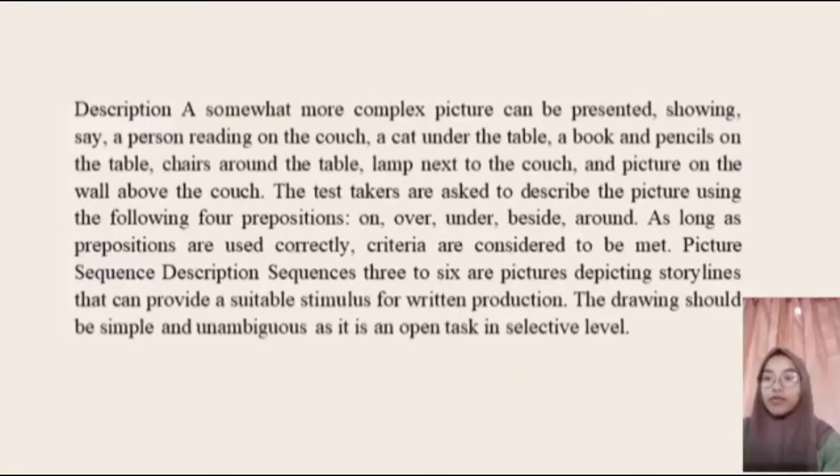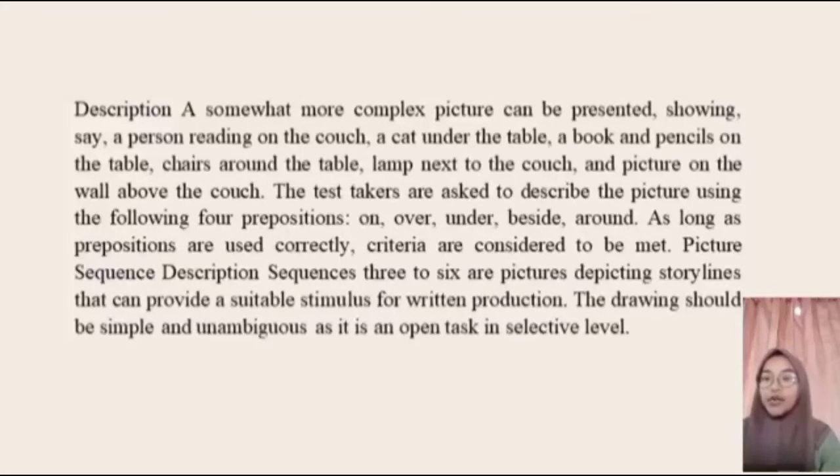Picture description. A somewhat more complex picture can be presented showing, say, a person reading on the couch, a cat under the table, a book and pencils on the table, chairs around the table, a lamp next to the couch, and a picture on the wall above the couch. The test takers are asked to describe the picture using the following prepositions: on, over, under, beside, and around. As long as prepositions are used correctly, criteria are considered to be met.